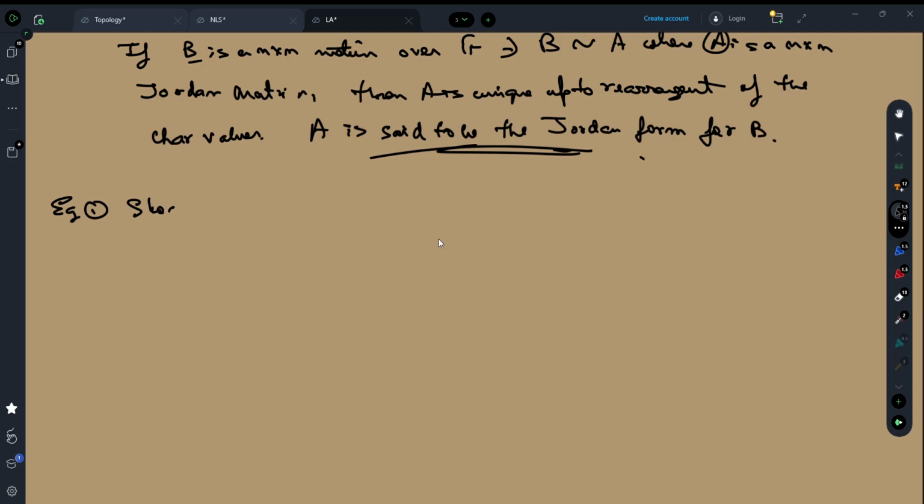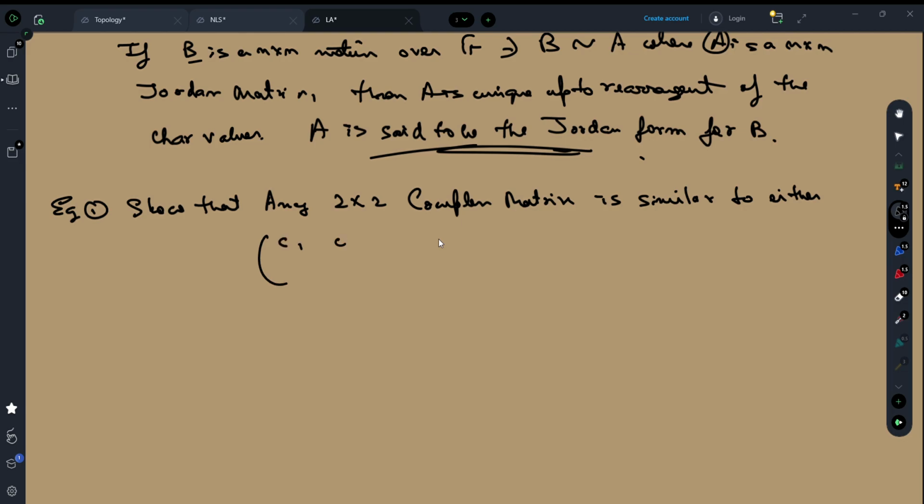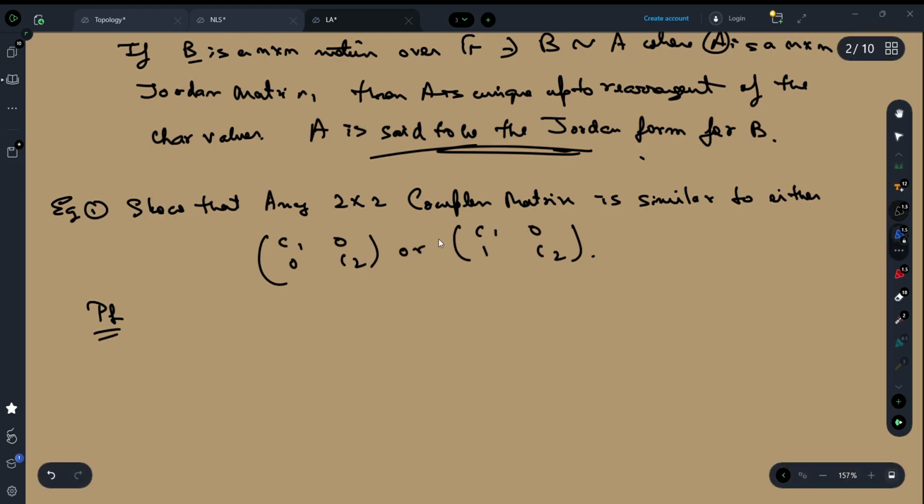Okay. So question number 1, or I should say example 1. I'll frame it as a question. Show that any 2 cross 2 complex matrix is similar to either a matrix of the form C1 0 0 C2 or C1 0 1 C2. Okay. Proof.